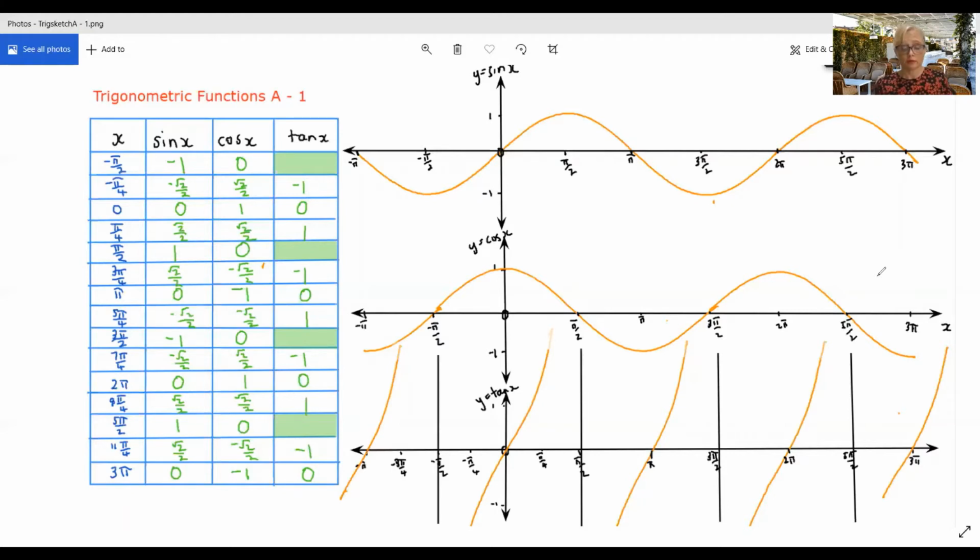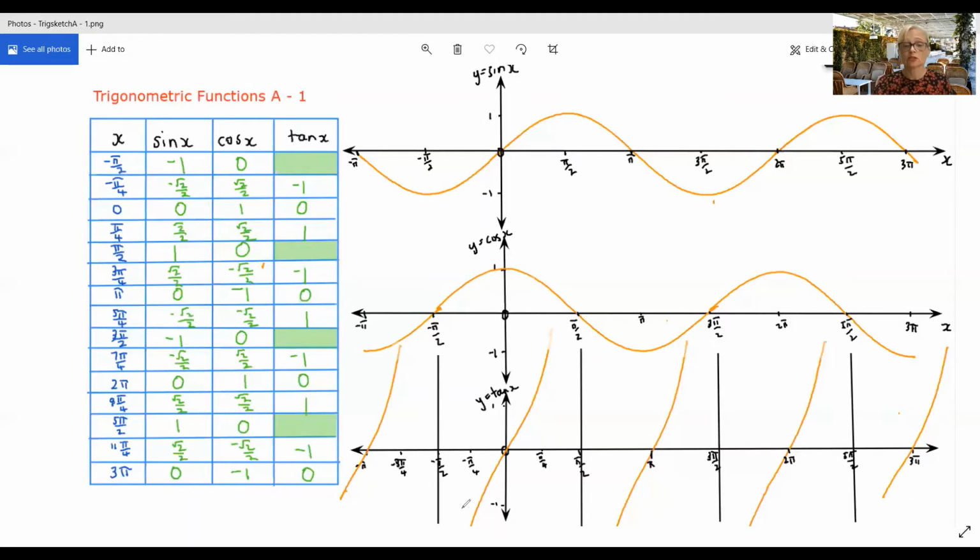We also might recall, I've got these blocked out here, when cos is 0, doing sine divided by cos, you're trying to divide by 0 and you can't do it. Tan of x is not defined whenever cos of x is 0, which is at pi on 2, 3 pi on 2, 5 pi on 2, negative pi on 2, etc.